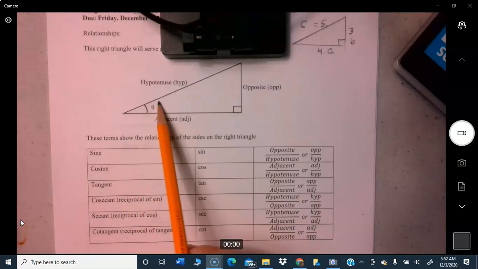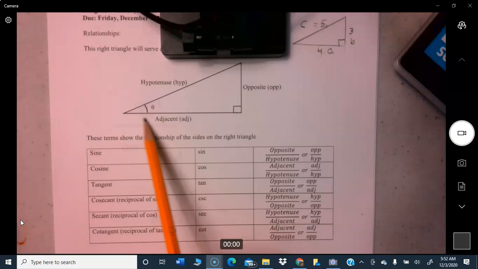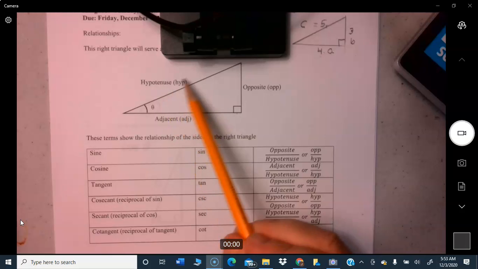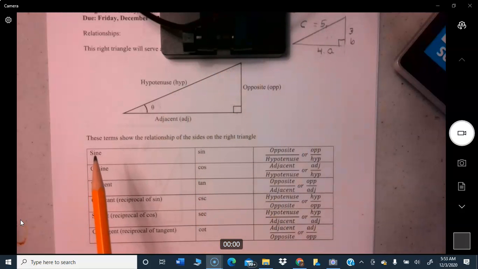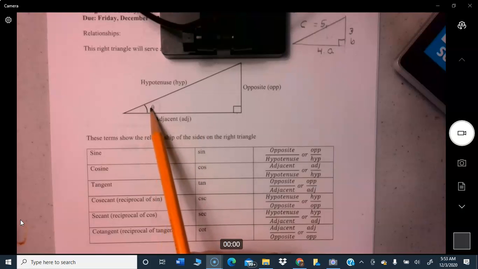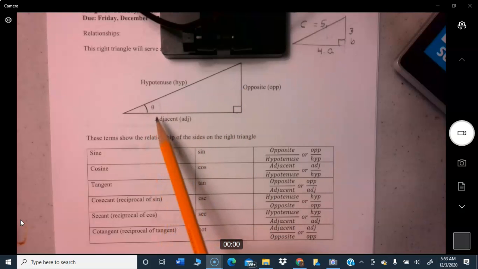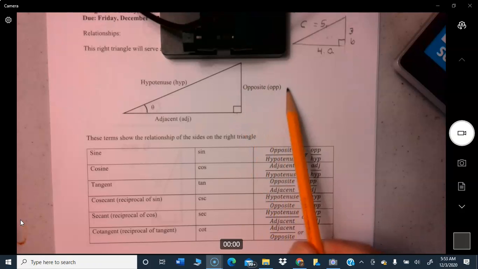So if this is the angle we're dealing with, this is the angle that we know other than the 90-degree angle, then the side that's the longest, just as it was up here with the Pythagorean Theorem, is called the hypotenuse. Now the side that's on the opposite side of the triangle from this angle is called the opposite.